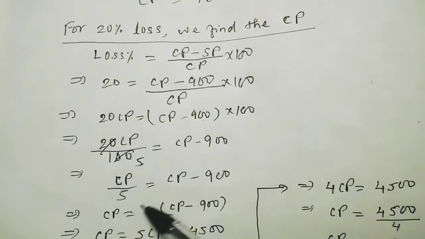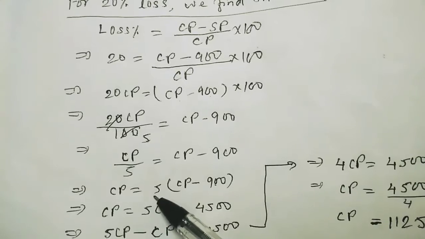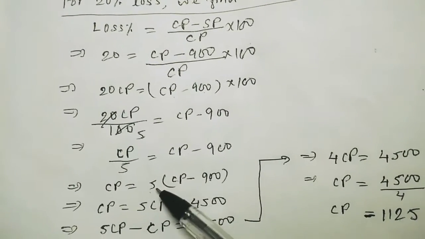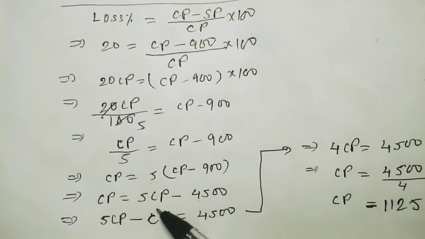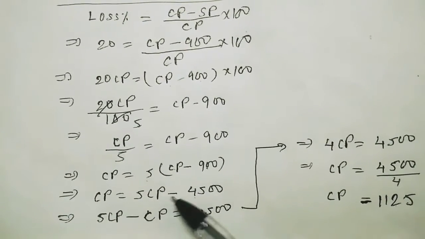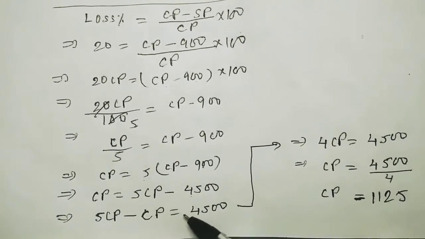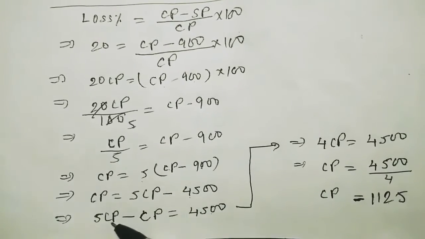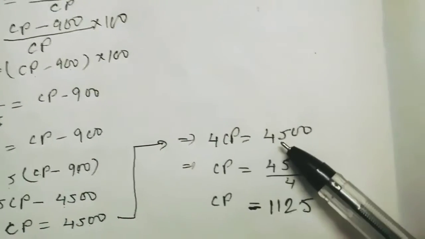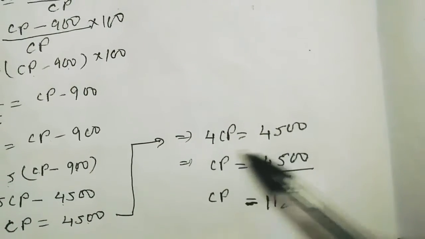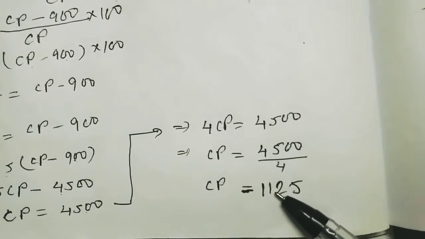This 5 will cross multiply again, 5 into CP minus 900. Then again multiply by 5: 5 into CP, 5 CP, 5 into 900 is 4500. Okay, this is multiplied. Now we transfer the numbers. When it is transferred, 5 CP minus CP equal to 4500. So 5 CP minus CP is what? 4 CP. 4 CP equal to 4500. This 4 will go down, so it is divided by 4. After dividing, the CP is coming 1125.